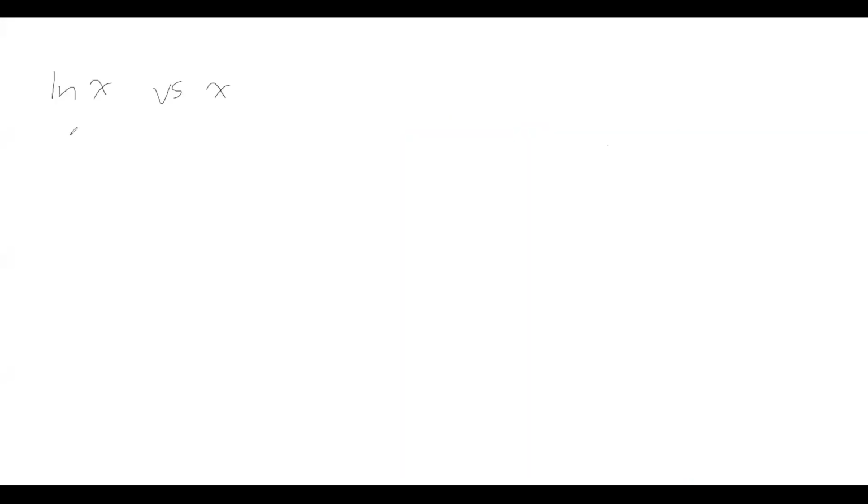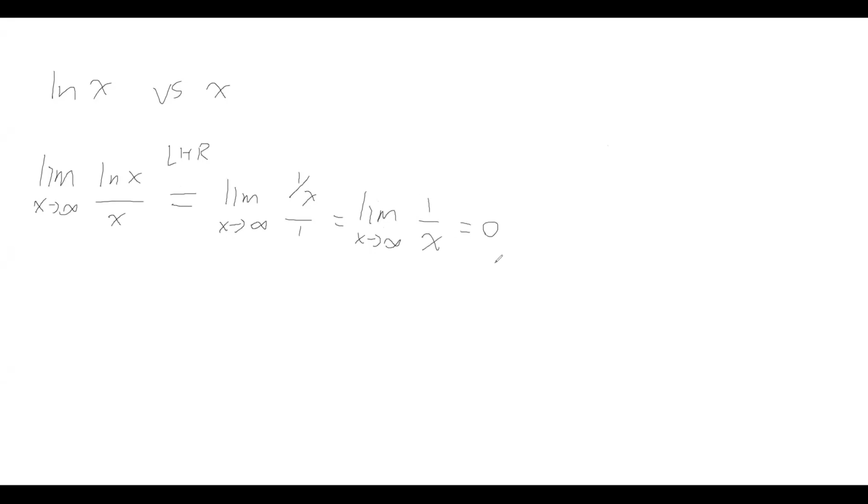All right, next let's look at ln of x versus x. Again, by definition, ln of x over x. By evaluating, you're still going to get infinity over infinity. So let's apply L'Hopital's rule and see what we get. Limit as x approaches infinity of 1 over x, and 1. So that's just the limit of 1 over x, which is equal to 0. That means the numerator is lower than the denominator.